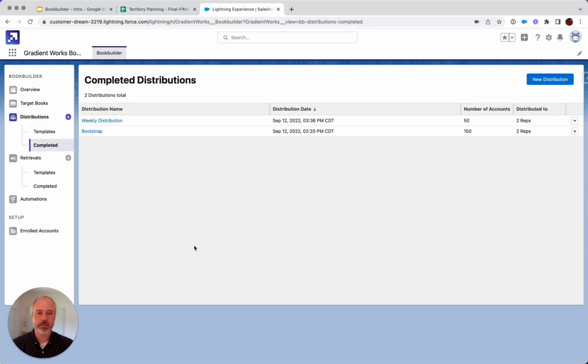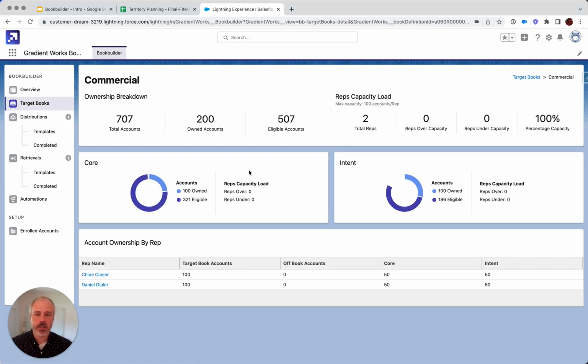And now that's completed. So Ron can go back in and take a look at his commercial reps, and he'll see that everybody's at 100% capacity. Awesome. So now let's look at how things progress over the course of the next couple of weeks.